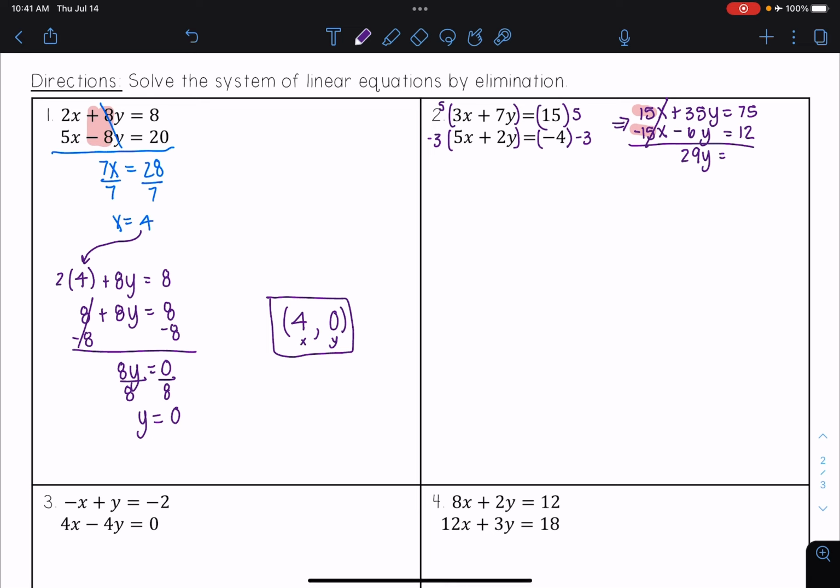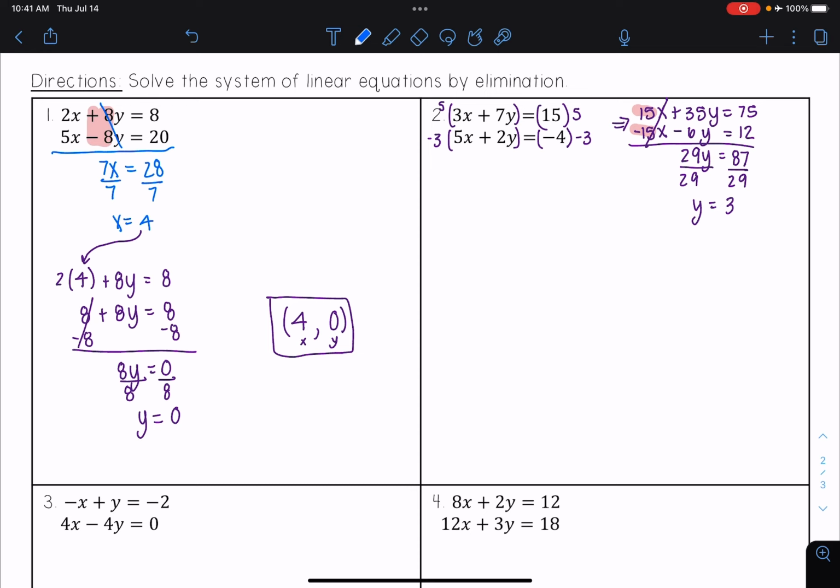It's equal to 75 plus 12, which is 87. And then dividing both sides by 29, I get that y is equal to 3. So I have my y value, and now I need to find my x value.